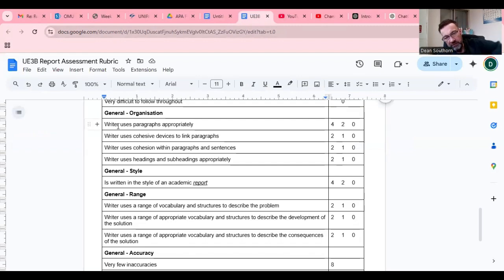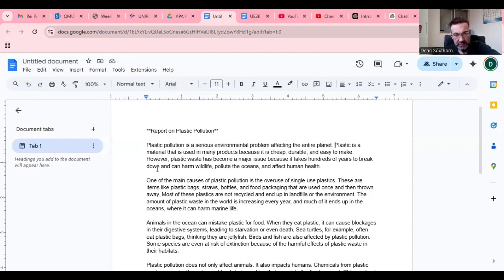Writer uses paragraphs appropriately. That's that. Writer uses cohesive devices to link paragraphs. So cohesive devices mean make it easier to read.